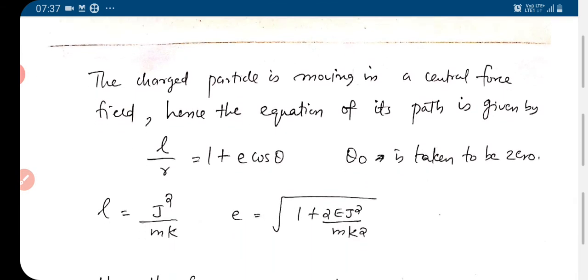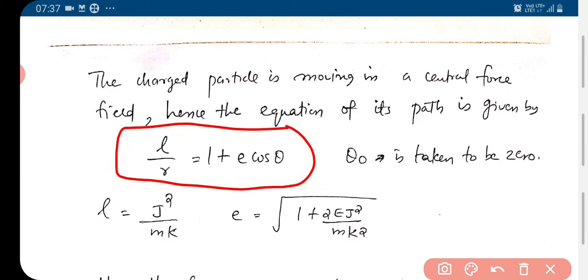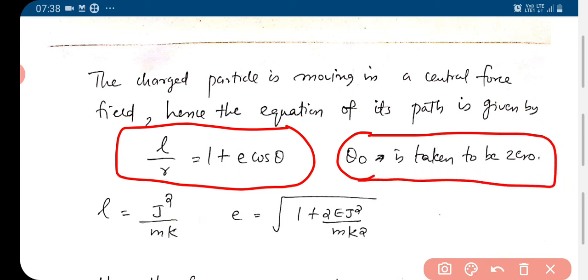And we know the equation of the conic section when a particle is moving in a central force field. The force of repulsion between the particle and the nucleus that we are considering is a central force. And in the central force field, the equation of its path is given by L by r equal to 1 plus e cos theta. Here we are taking theta 0, the initial angle, to be 0.